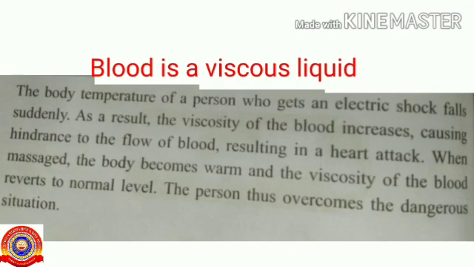It becomes normal level. The person thus overcomes the dangerous situation. That is, we can understand that blood is a viscous fluid. When temperature decreases, its viscosity increases and its flow also decreases. So that's about viscosity.